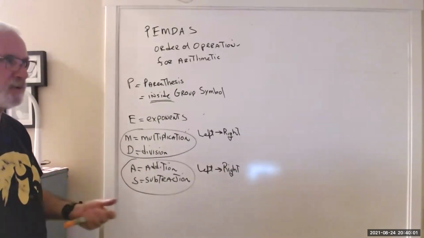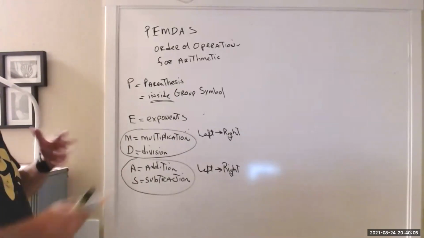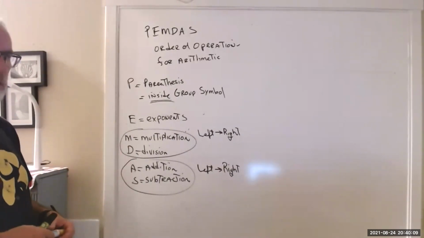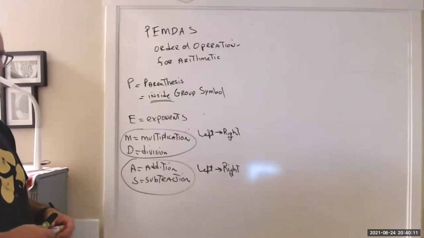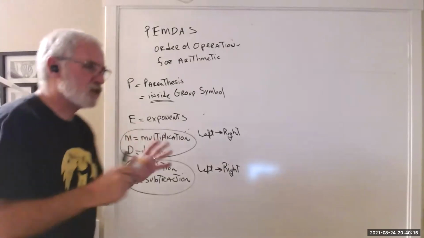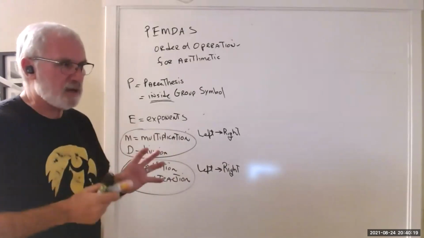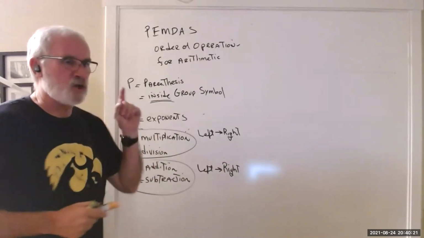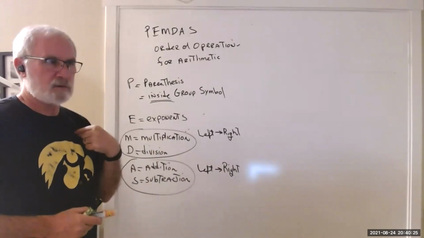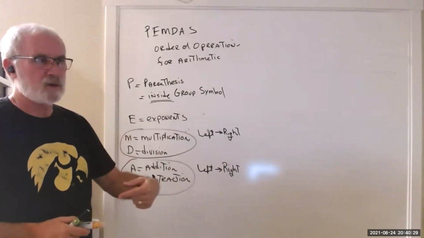I'm going to give you an example of this in just a moment. Now, the problem with these rules is there are always shortcuts. Everybody's got a shortcut for everything. And I'm not going to stop you from taking those shortcuts. But the key is you have to get the same answer I get.